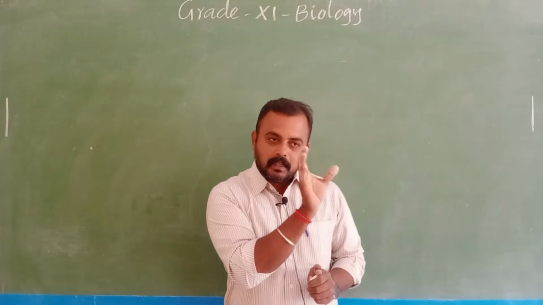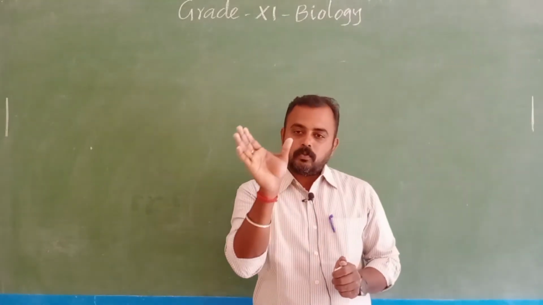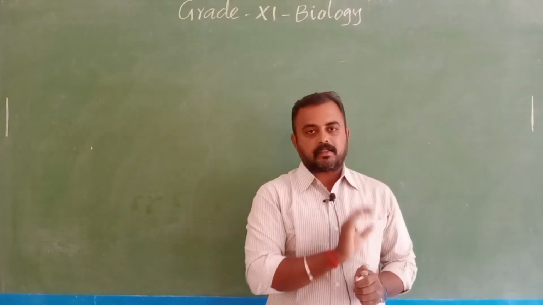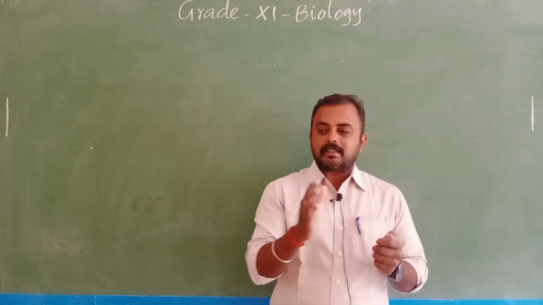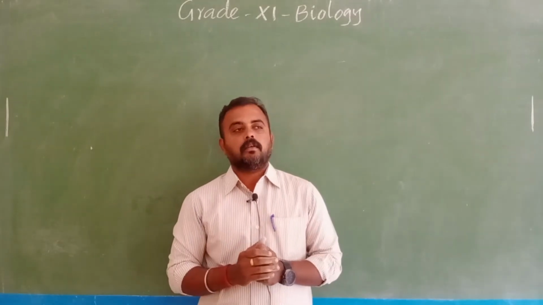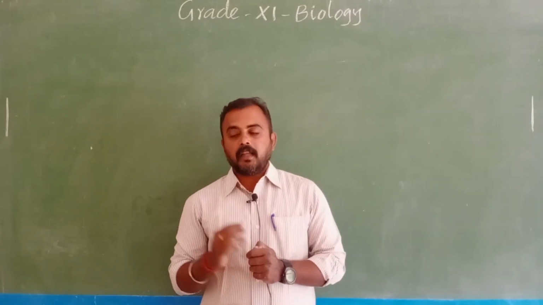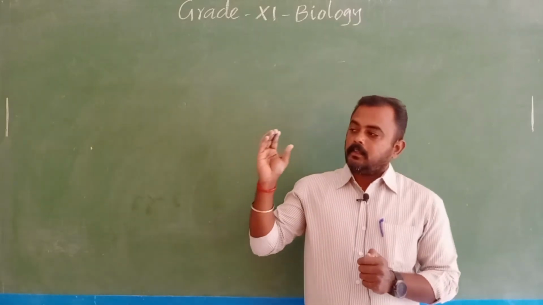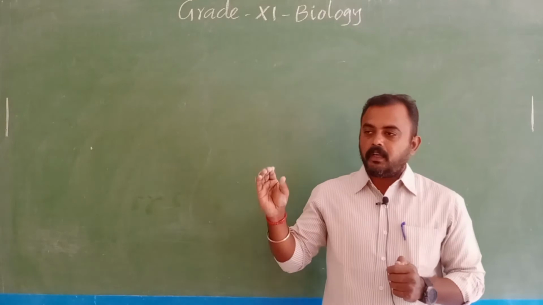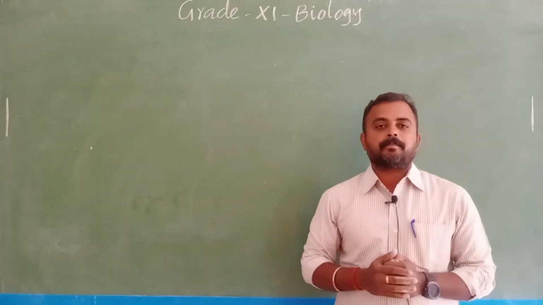Then the depolarization moved to where? B part. The A part is repolarized. Like that it happens throughout the neuron. Then finally the information, the impulse, moves from one neuron to another neuron.